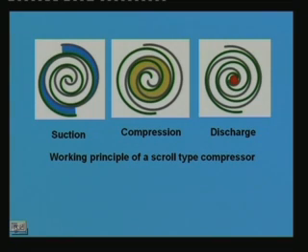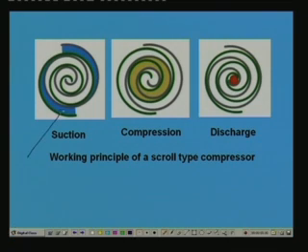As you can see here, suction is taking place here, so simultaneously discharge will be taking place somewhere here. So, for example, this is the hottest hot gas, let us say, and this is your cold gas. Since they are physically separated, heat transfer from the hot gas to the cold gas is minimized. As a result, the density of the suction gas will not drop very much, unlike in reciprocating compressor. As a result, the volumetric efficiency will be high.